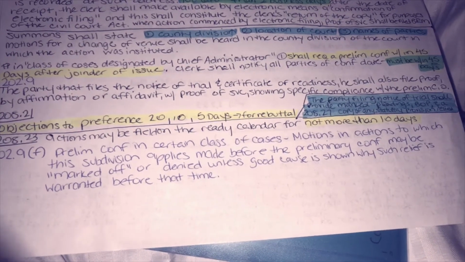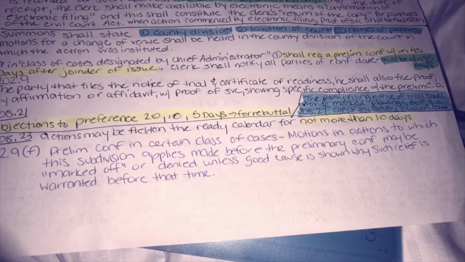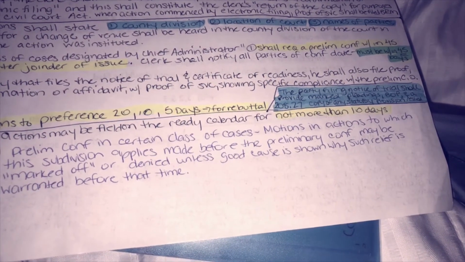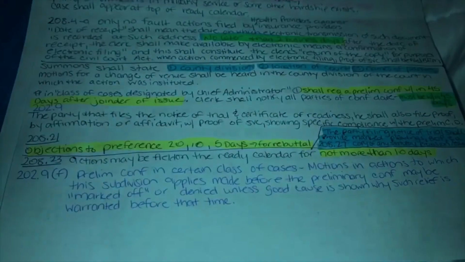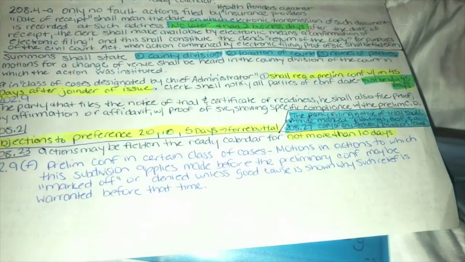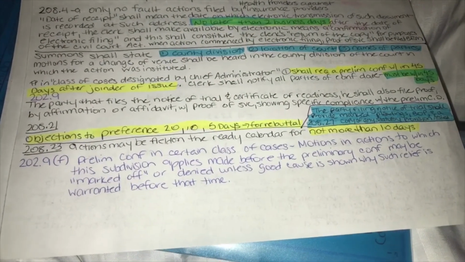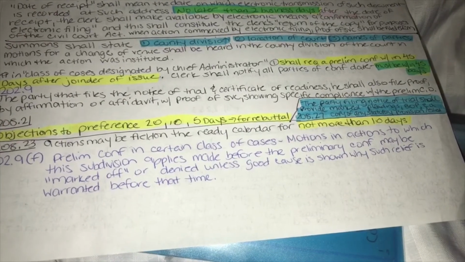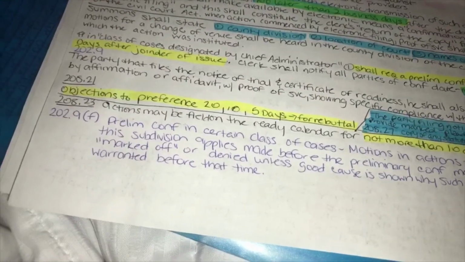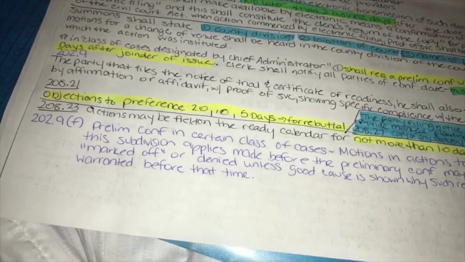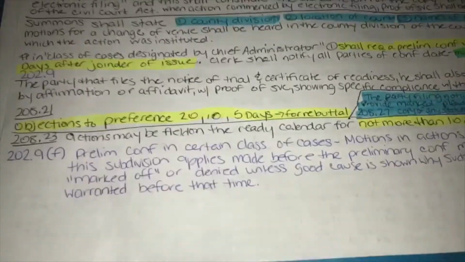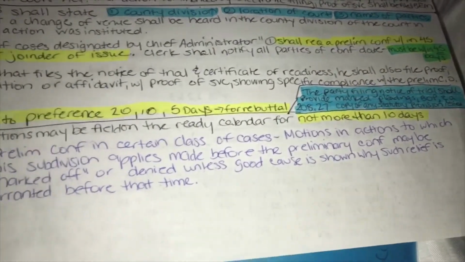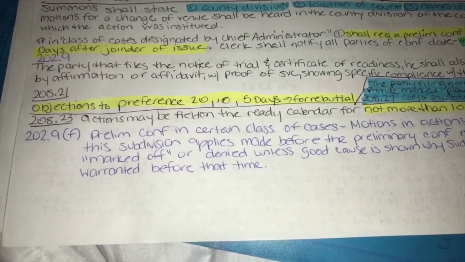202.21. Objections to preference. Party filing notice of trial shall provide marked pleadings, bill of particulars, and a 202.27. 202.23. Actions may be... What does that say? Oh my god, I wrote so small. Actions may be something, filed on, held on? The ready calendar for not more than 10 days. Held on, maybe.